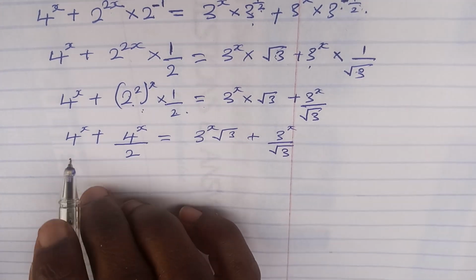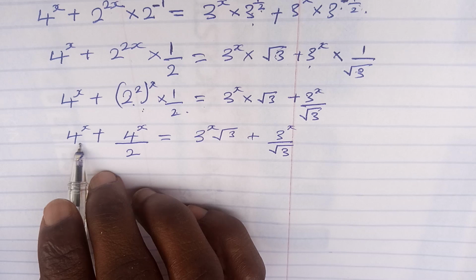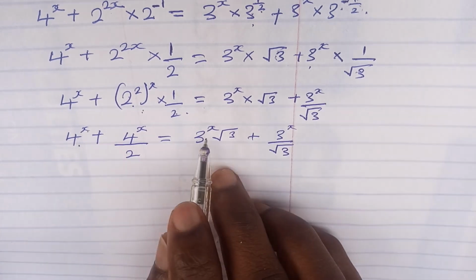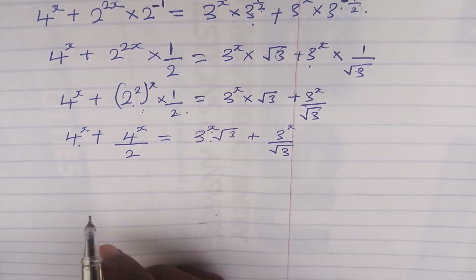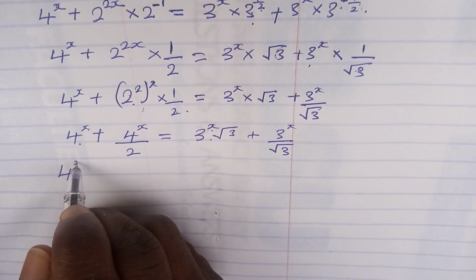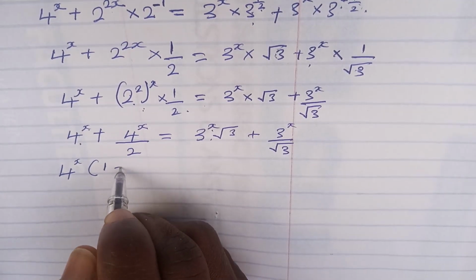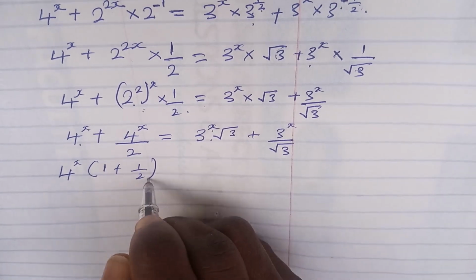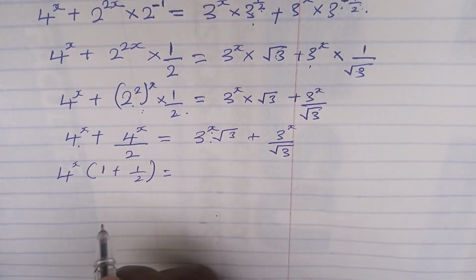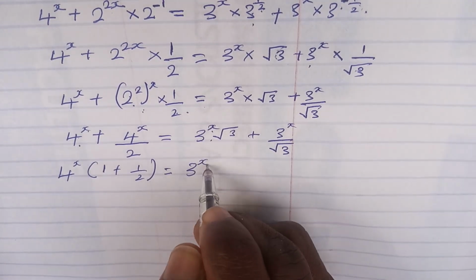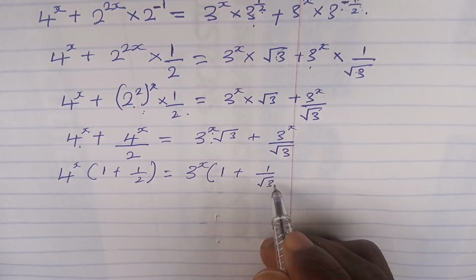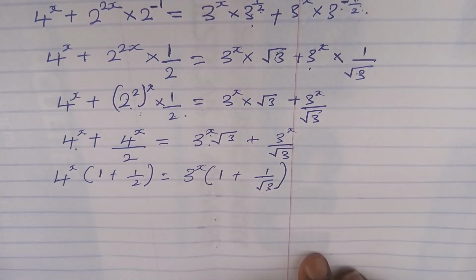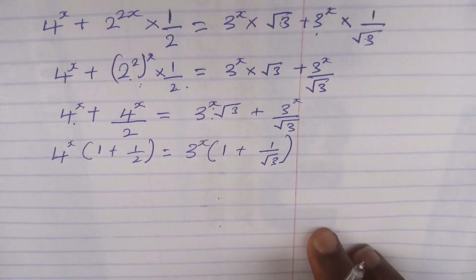Factor out. On the left hand side, we have 4 to the power of x as a common factor, and on the right hand side we have 3 to the power of x as a common factor. So if we factor them out, we have 4 to the power of x open bracket 1 plus 1 over 2 close bracket is equals to, factoring this out, 3 to the power of x open bracket 1 plus 1 over root 3 close bracket.